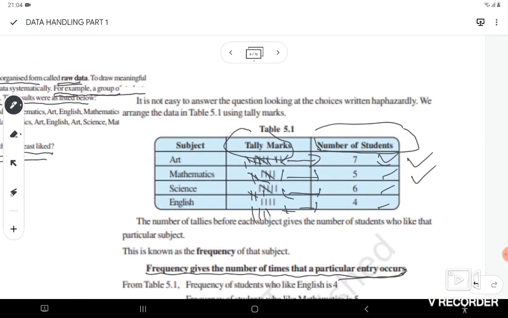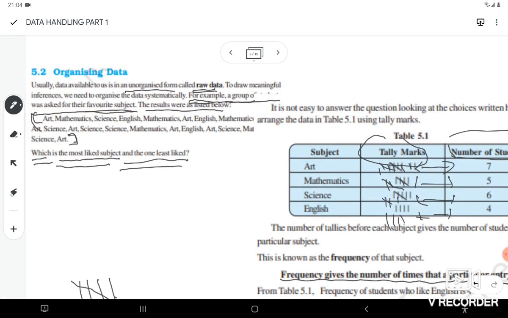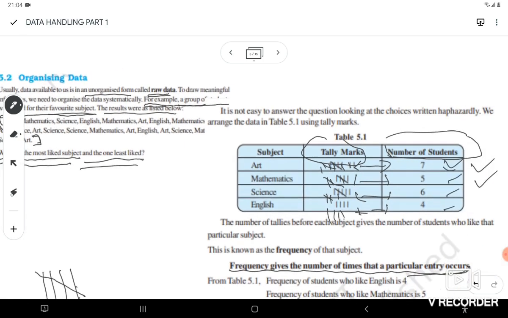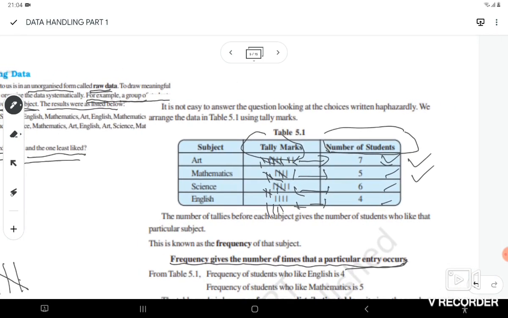So we are going to count the number of times the subjects have been liked. So we have to draw the table. The table includes the subjects, tally marks, which I will explain shortly, and the number of students. Number of students would be the frequency.